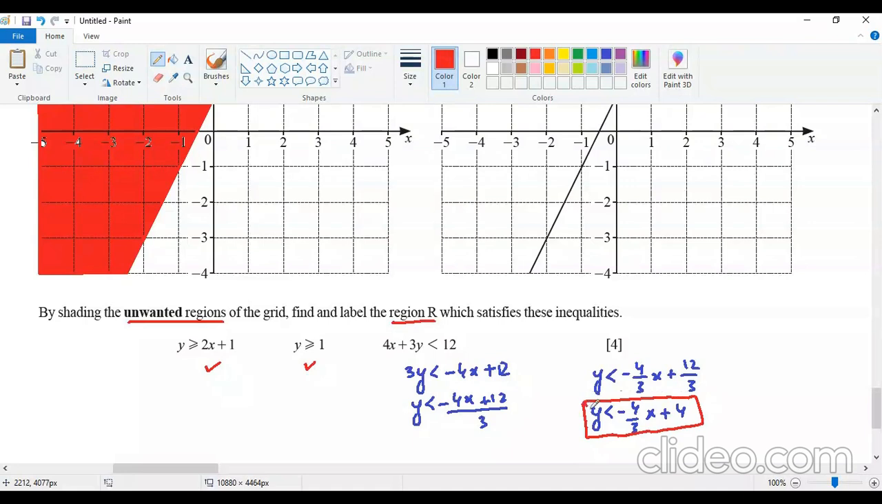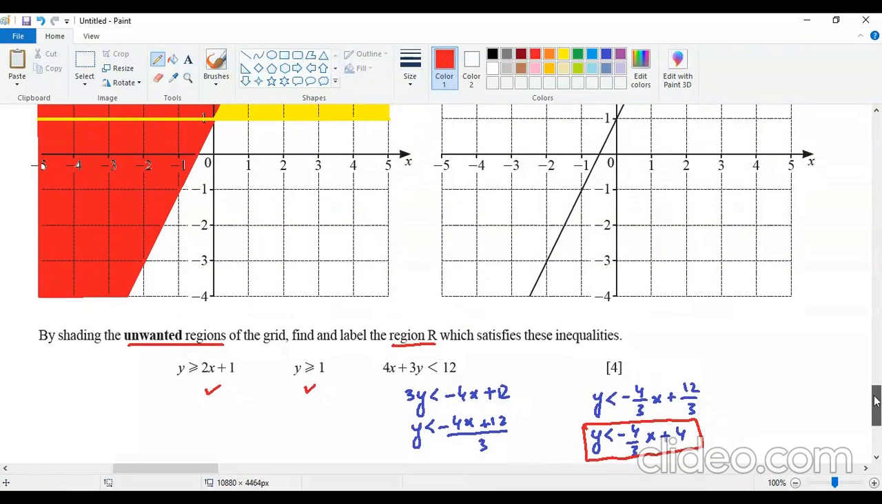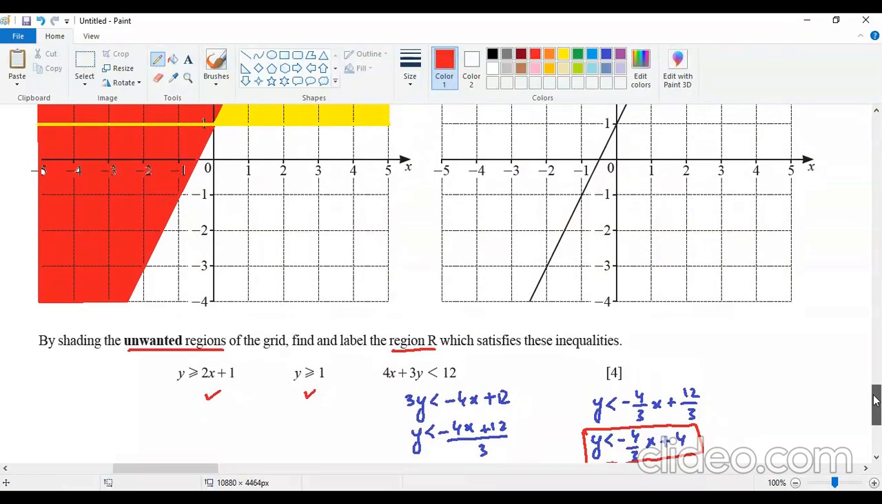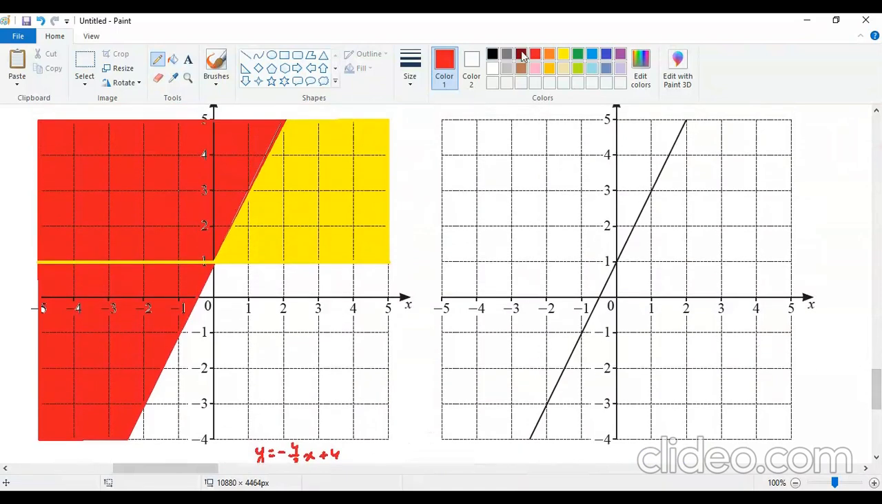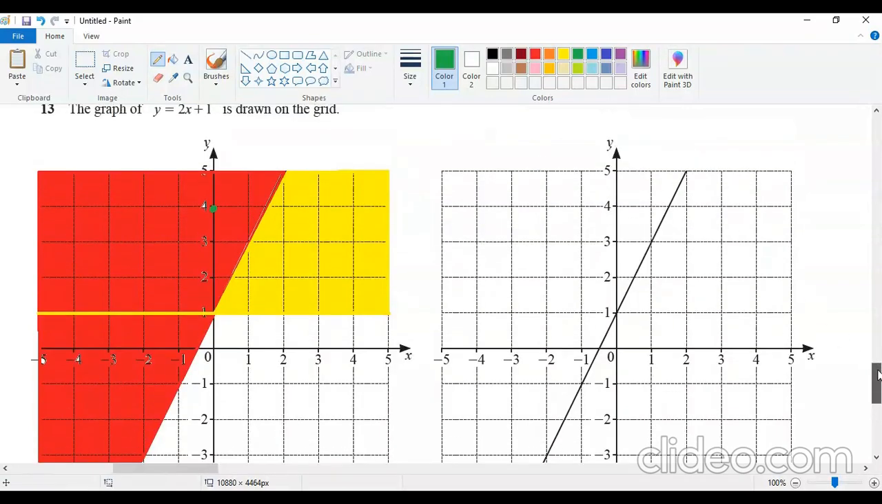The gradient is given, and now we are going to start at plus 4. Let me write this equation once again: y equals minus 4 over 3x plus 4. So the trick to make a straight line is that you go for plus 4. Plus 4 is over here, and it is saying minus 4 over 3.